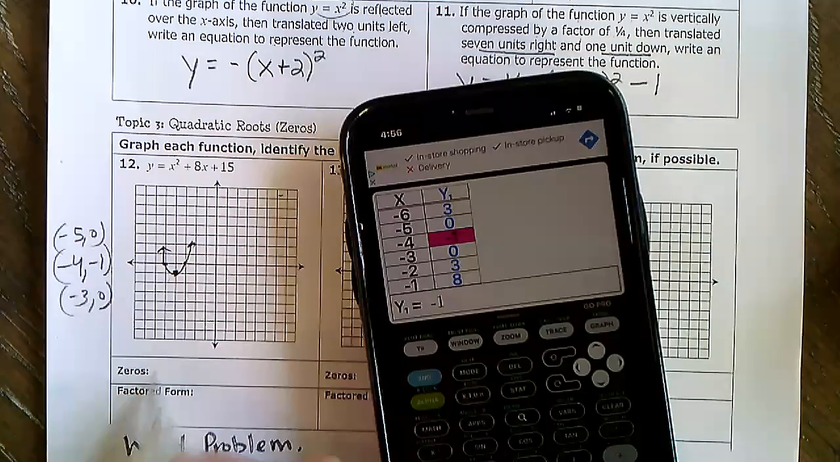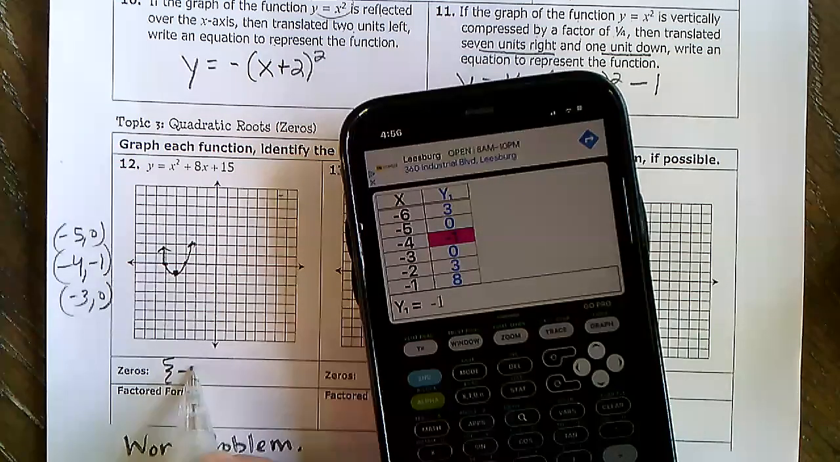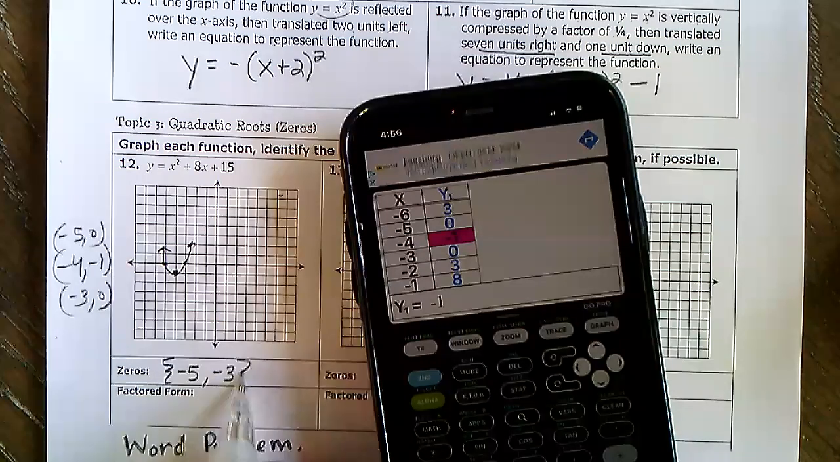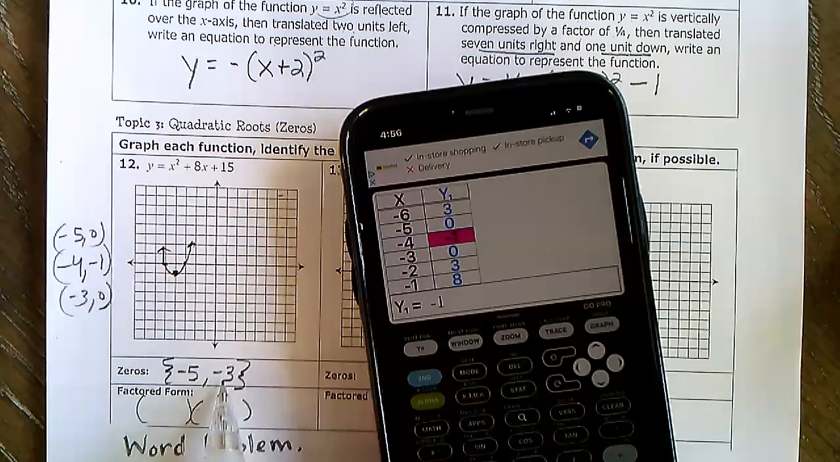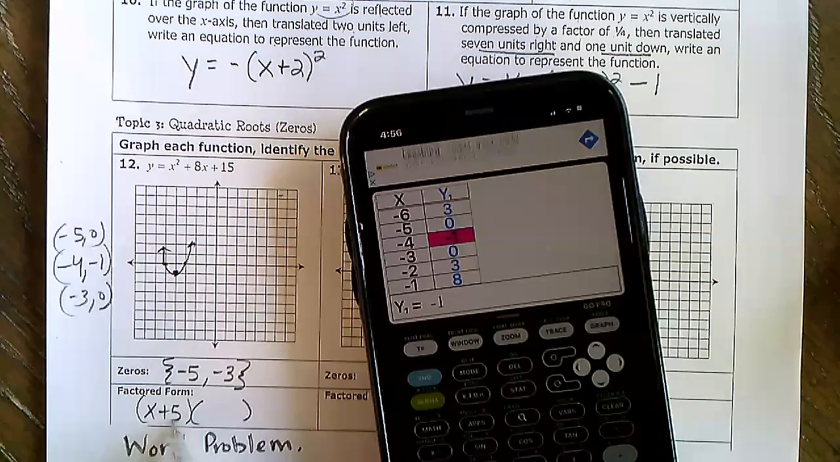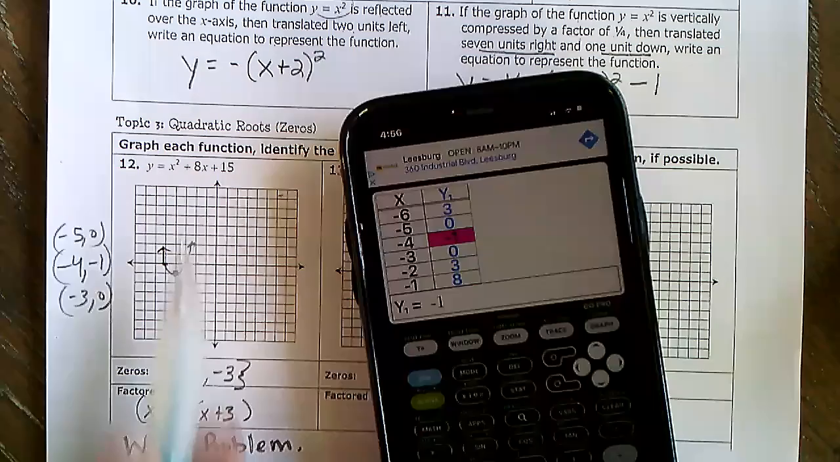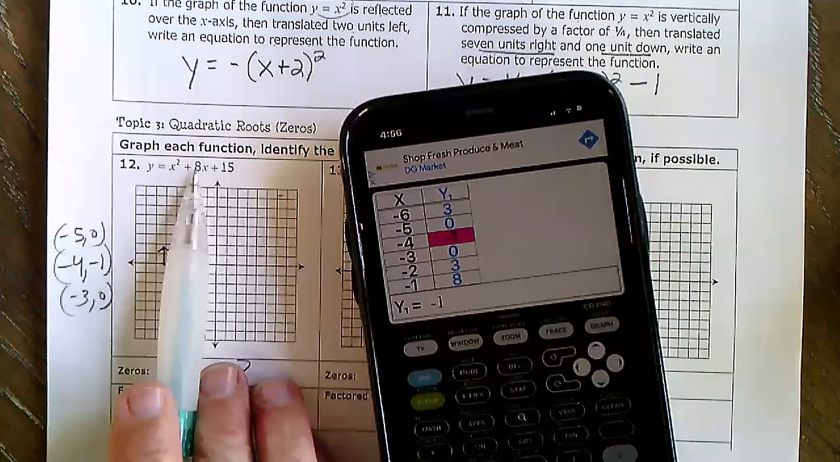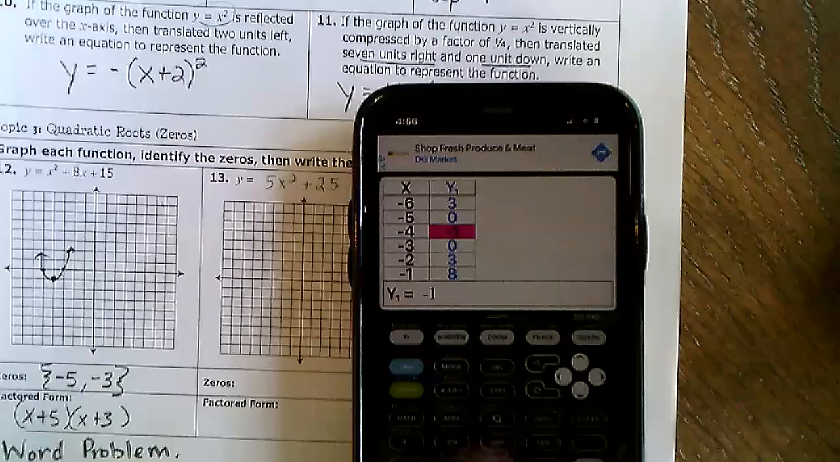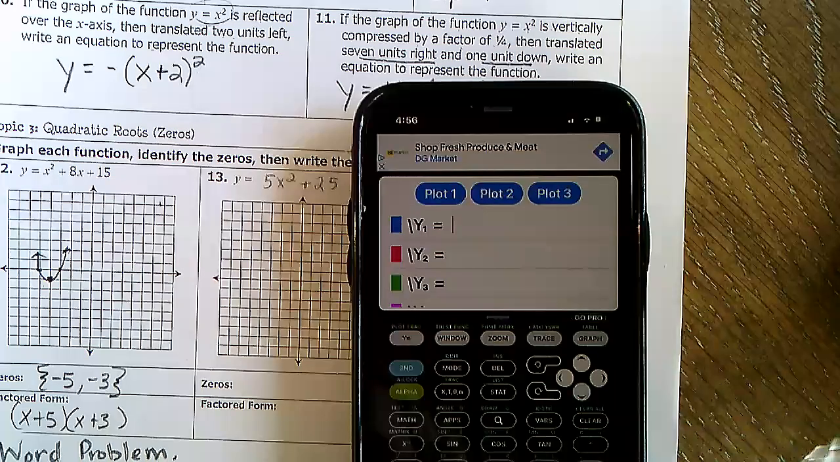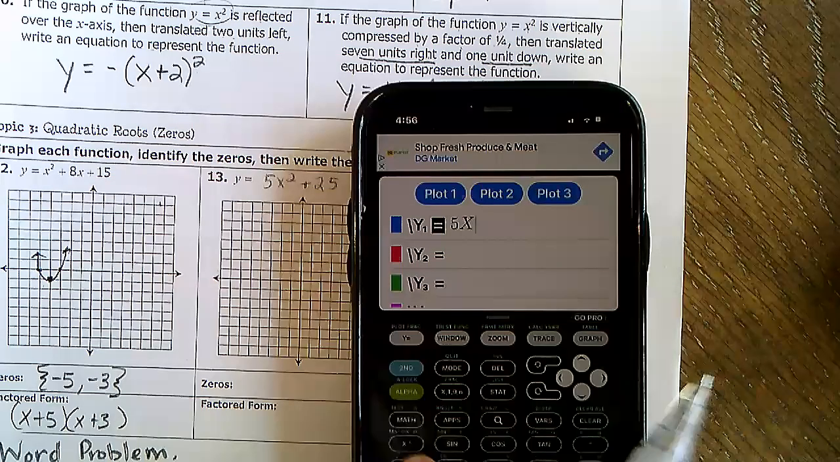So what are my zeros? -5 and -3. Factored form is going to be the opposite of those. So that's just going to be x plus 5, x plus 3, because 3 times 5 is 15 and 3 plus 5 is 8. All right, number 5 is y equals 5x squared plus 25.